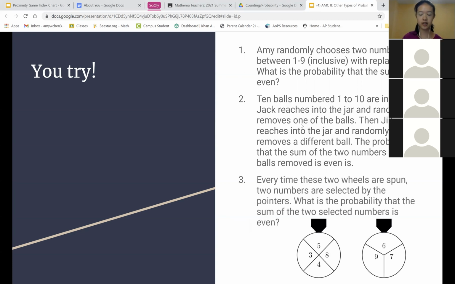Okay, I'm gonna skip the second problem because it's a little bit redundant. So instead, we're just gonna do number 3. All right, every time these 2 wheels are spun, 2 numbers are selected by the pointers. And I'm assuming these darker things up here are the pointers. So what is the probability that the sum of the 2 selected numbers is even?